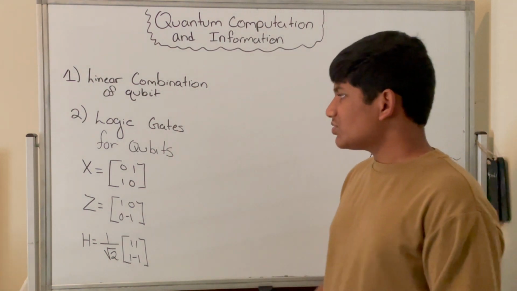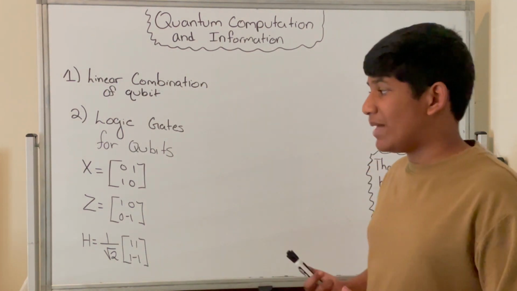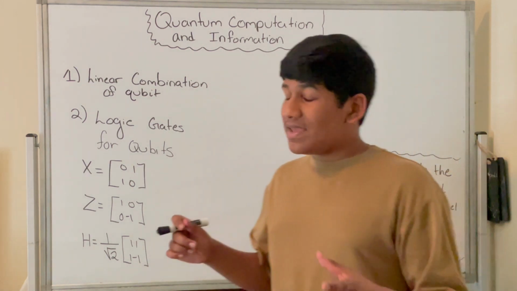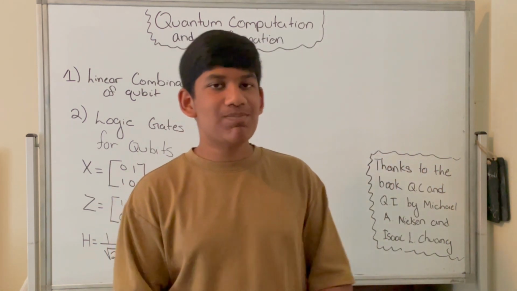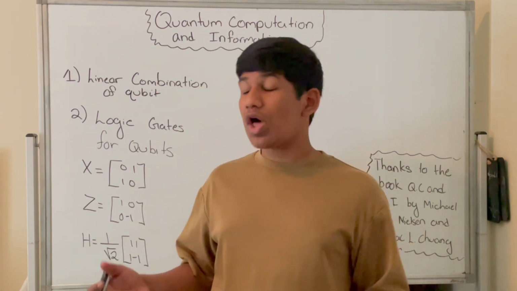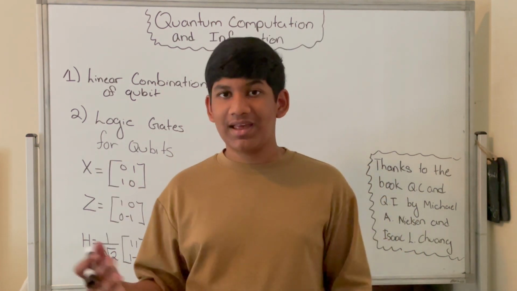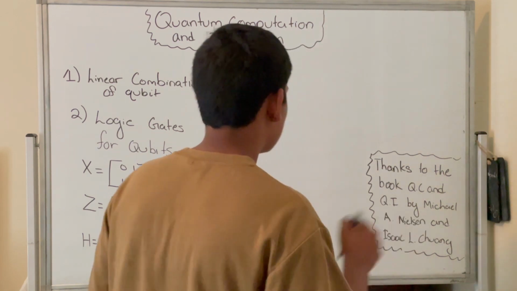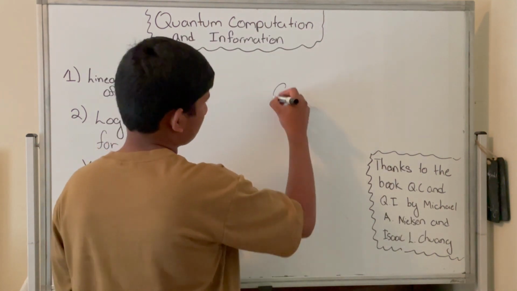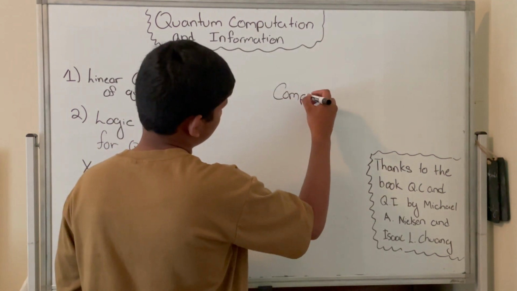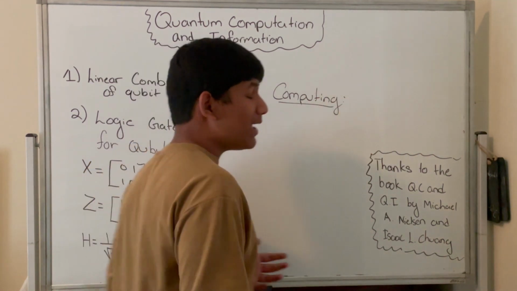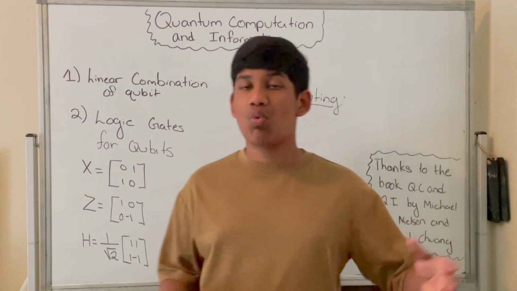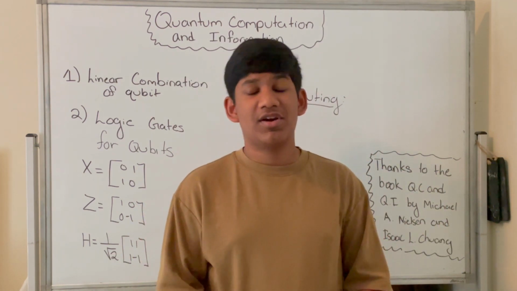Okay, so now we have logic gates for qubits. This is going to be the end of this video. After we talk about this, we're going to end, but it's important to understand that there are many more logic gates than the ones we're going to be discussing. Now, you usually know about logic gates in regular computing. By the way, I'll probably make a history of quantum computation in another future video.